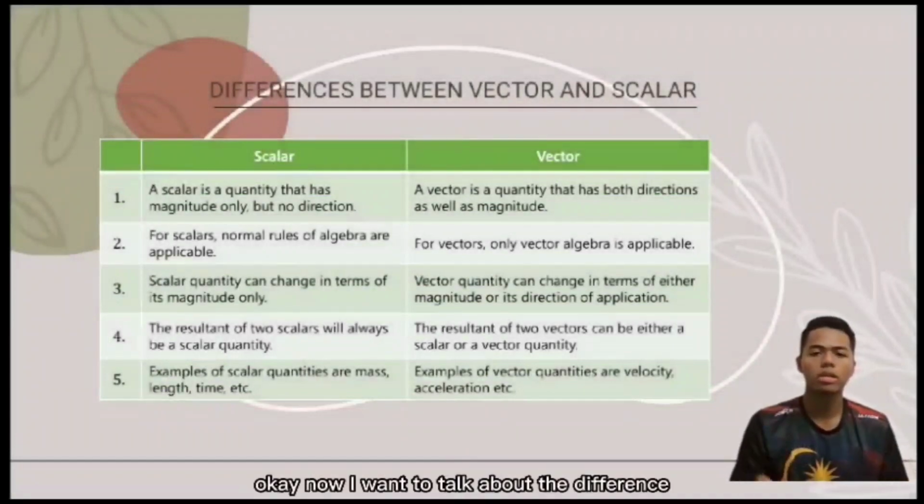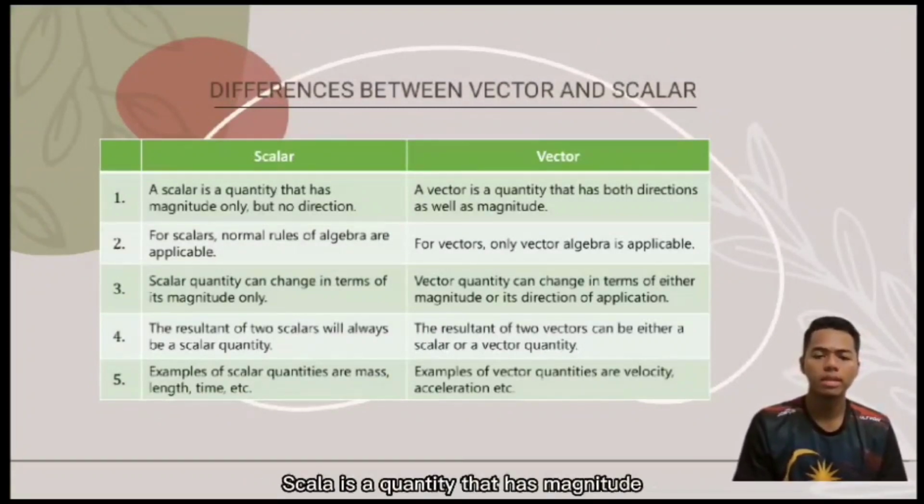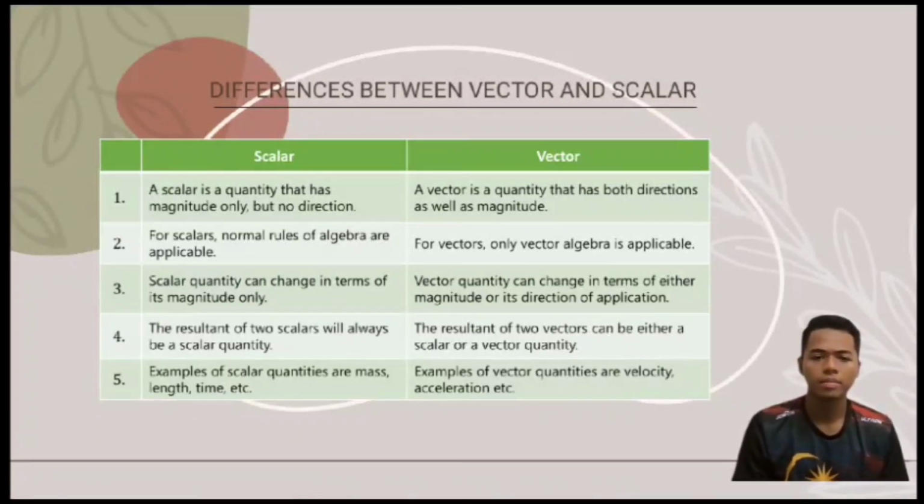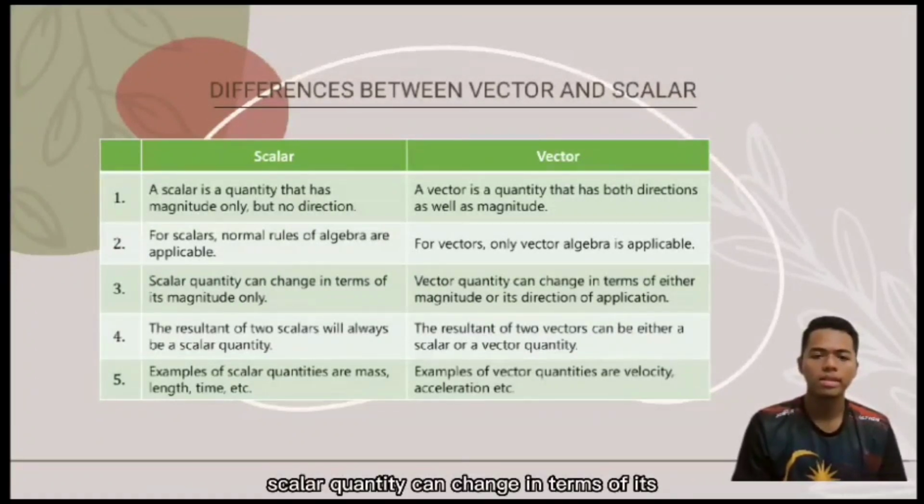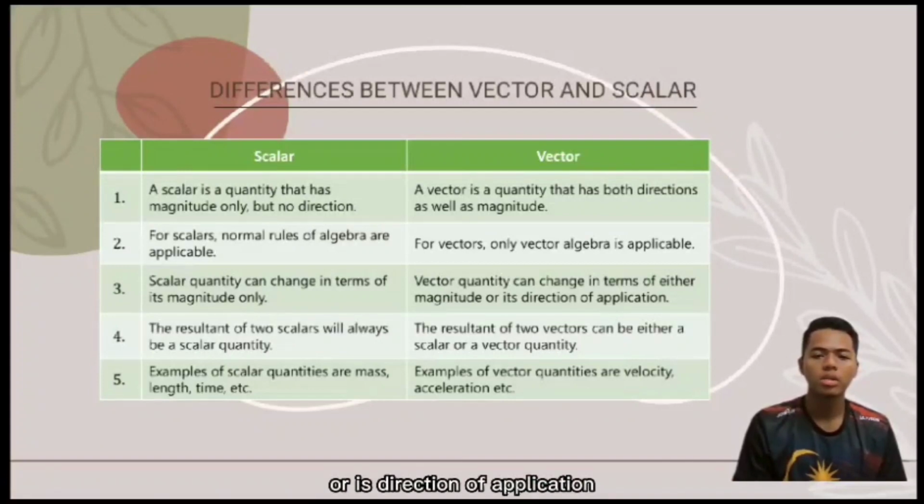Okay, now I want to talk about the difference between vector and scalar. There are many differences between them. Scalar is a quantity that has magnitude only but no direction, while vector has both direction as well as magnitude. For scalar, normal rules of algebra are applicable, but for vector, only vector algebra is applicable. Scalar quantity can change in terms of its magnitude only, while vector quantity can change in terms of either magnitude or its direction of application.